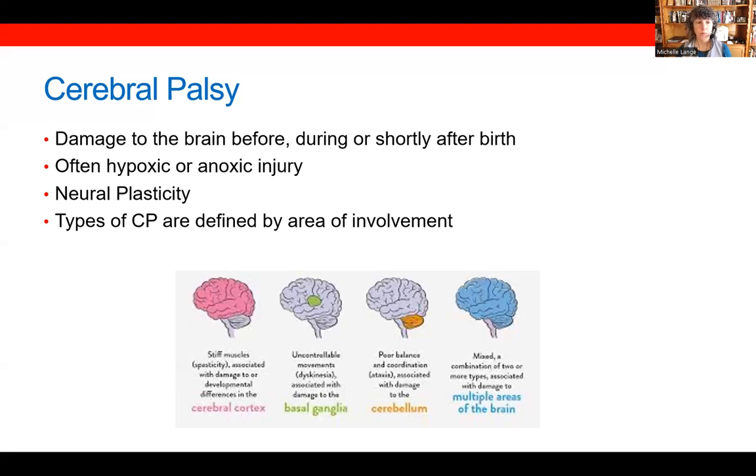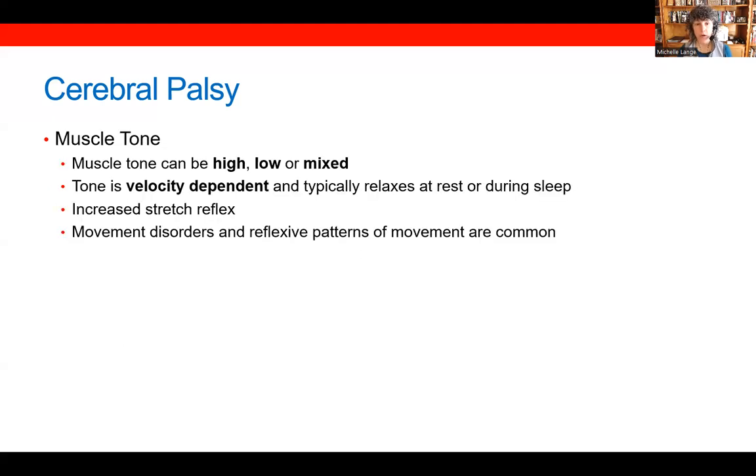Children have very plastic brains. Neuroplasticity allows certain areas of the brain to learn how to take on functions of areas that might be damaged. And so early intervention becomes very, very important. There's a lot of different types of cerebral palsy, and they're often defined by the area of involvement.